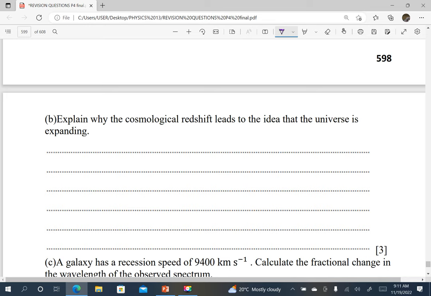So we can say the wavelengths of spectral lines in light from stars are greater than their known values.